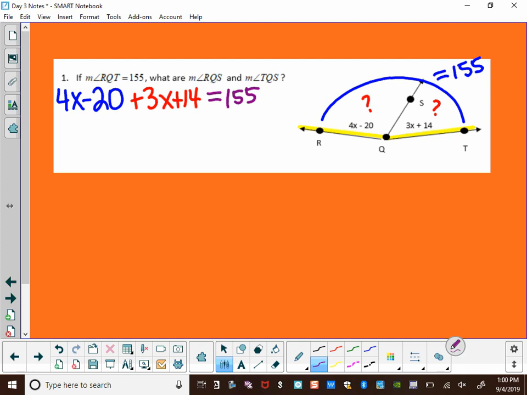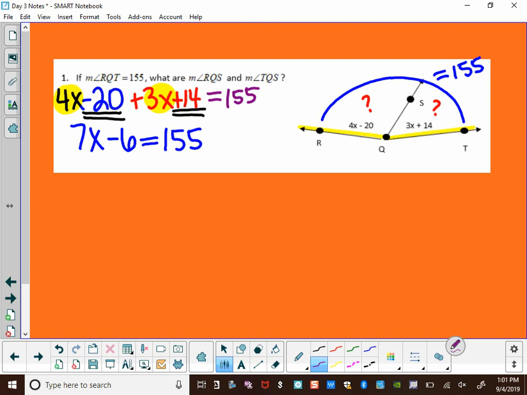If I combine like terms, what is 4x plus 3x? 7x. What about negative 20 plus 14? Because you should be doing this on your own, because if not, when you do it by yourself, you're going to be so confused. So don't just sit here and wait for someone else to answer and then write the answer down.